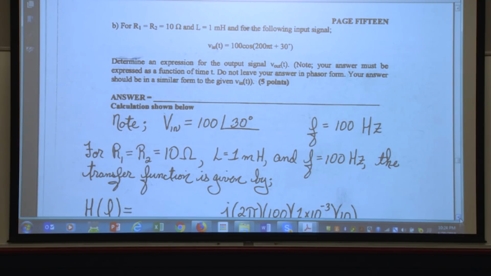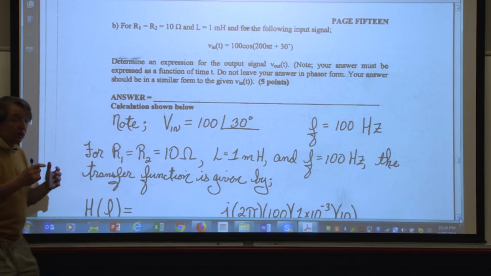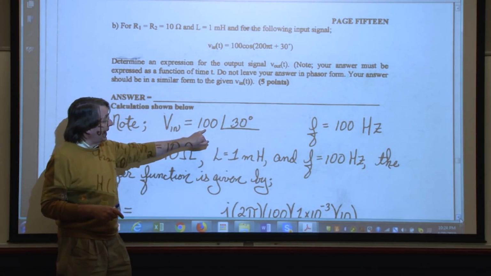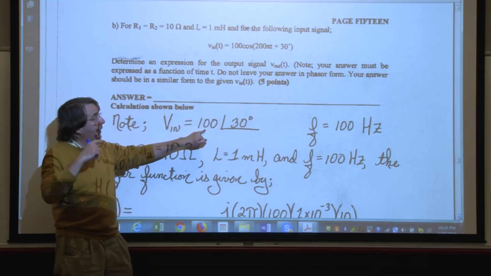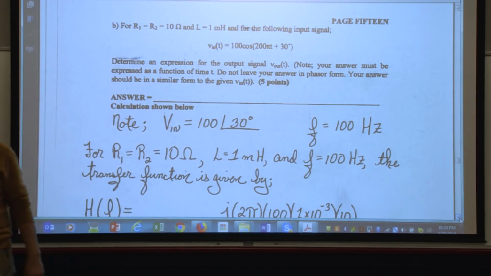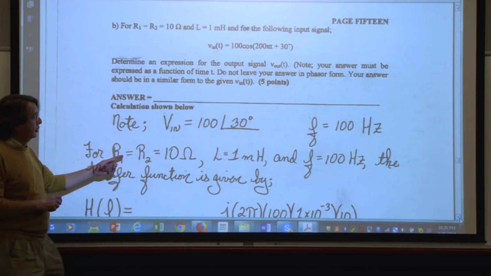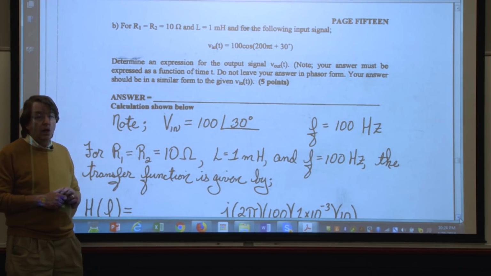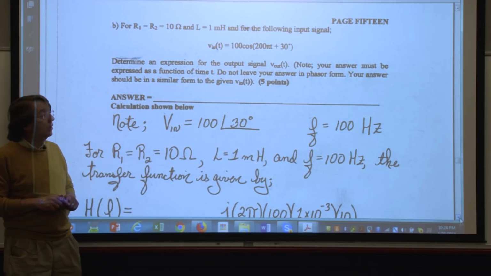So I say, okay, I got to put V in into this polar form. So it's a cosine. Length, the peak, is 100, and the angle is 30 degrees. Perfect. The other thing I write down is what is the frequency. The frequency is 100 hertz. Now, R1, R2 equals 10. That was given. I'm sorry?